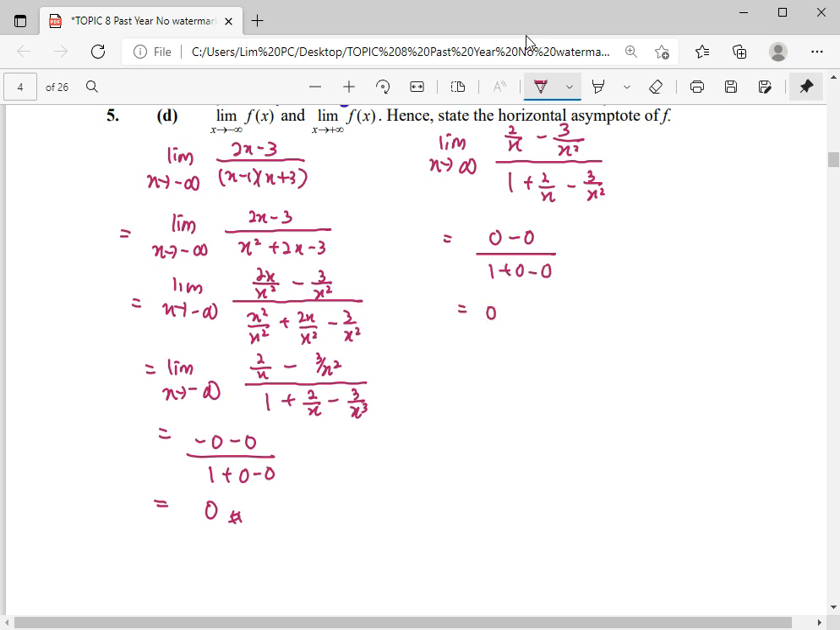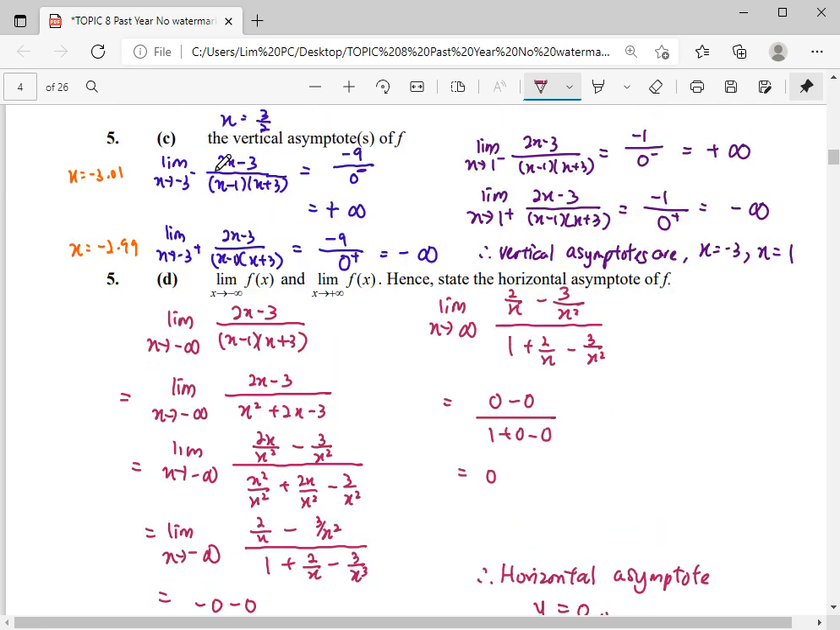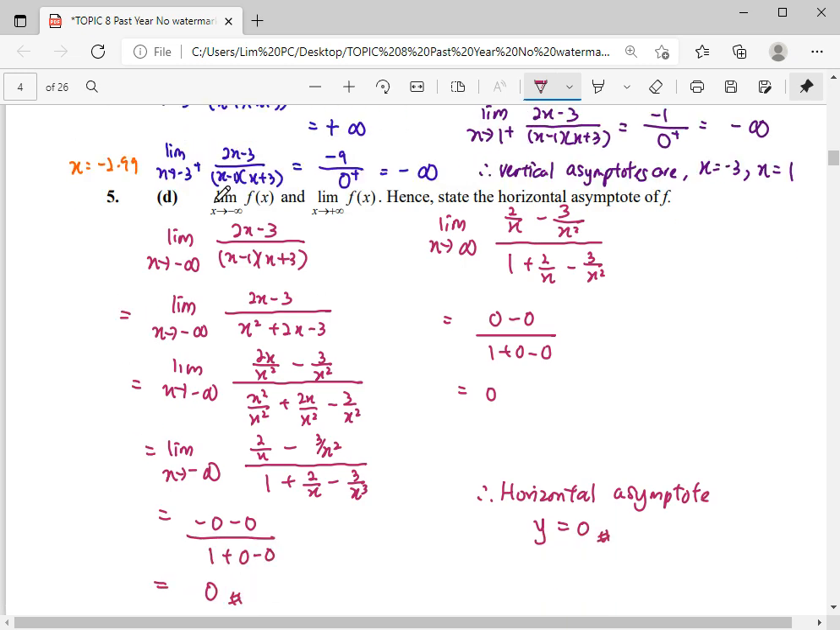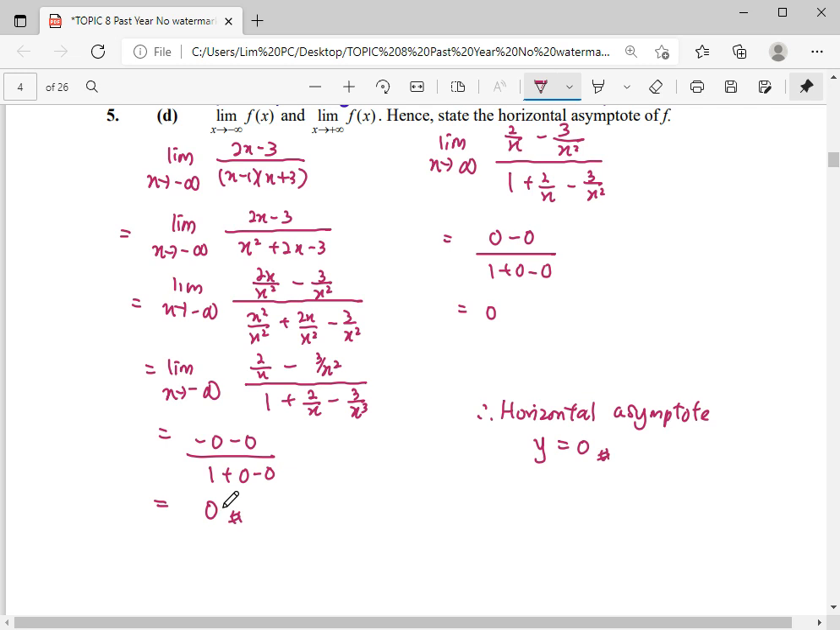So when we get this answer, what is our horizontal asymptote? We can conclude our horizontal asymptote will be y equals to 0. So you can notice that x equals to that value will be our vertical asymptote. When we're doing our limit at infinity, this answer indirectly tells you it is our horizontal asymptote.